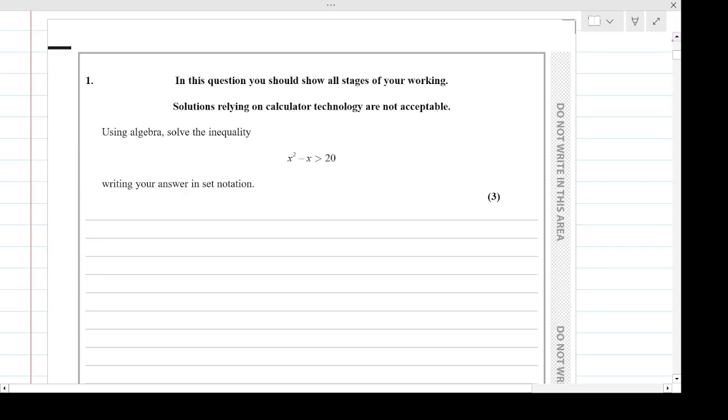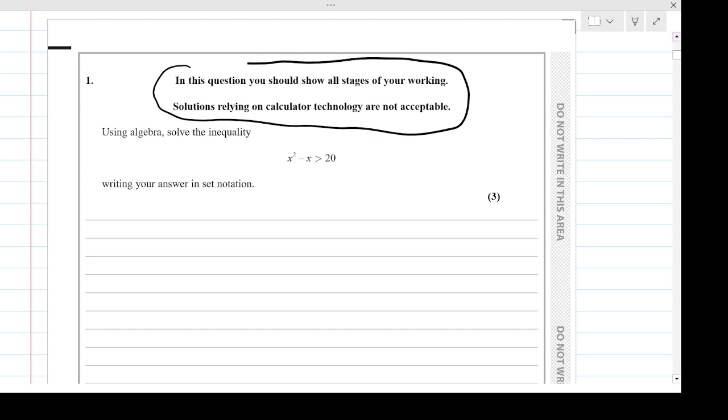Before I go into it, this little text here you'll see on some questions if you look at past papers. It says solutions relying on calculator technology are not acceptable. That means basically you must show your working, but more particularly you can't just write down the answer using your calculator alone. You can't just jump to writing the answer from your calculator, because the calculator has a function, like with quadratic equations. It will just solve quadratic inequalities if you just put in the inequality.